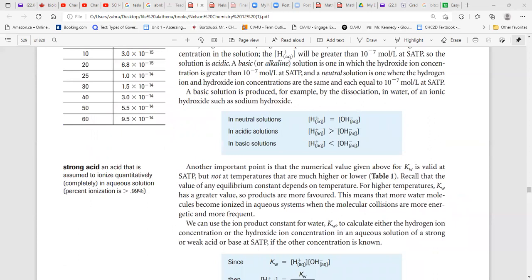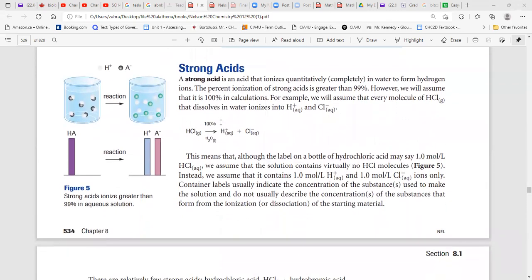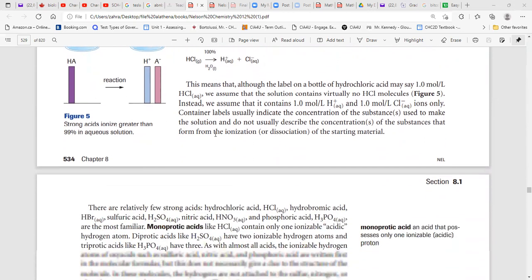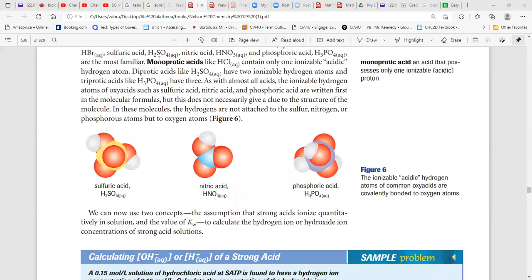If the concentrations of both are equal, it's a neutral solution. If the concentration of hydrogen is much more than OH, the solution is acidic. If the concentration of OH is more, the solution is basic. Again, a strong acid will ionize completely, close to 100%. Monoprotic acid means it's just losing hydrogen one time.